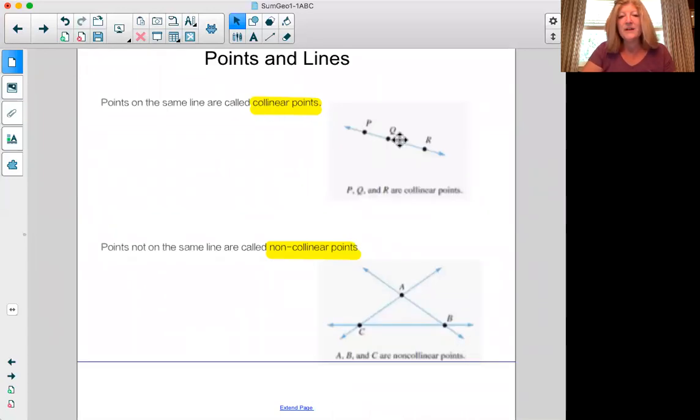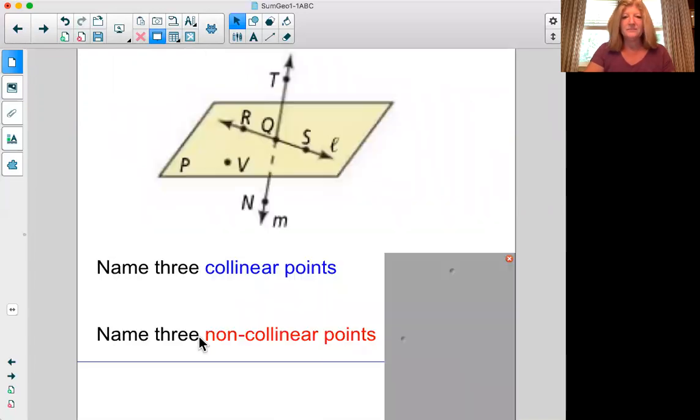Now, points that are on the same line are called collinear points. So in this case, P, Q, R are collinear points. And points that are not on the same line are called non-collinear points. And so in this case, A, B, C are non-collinear points. So pause the video and name 3 collinear points and then name 3 non-collinear points.